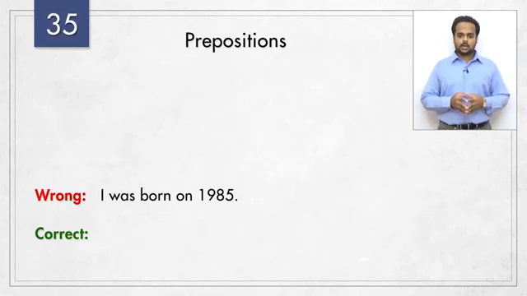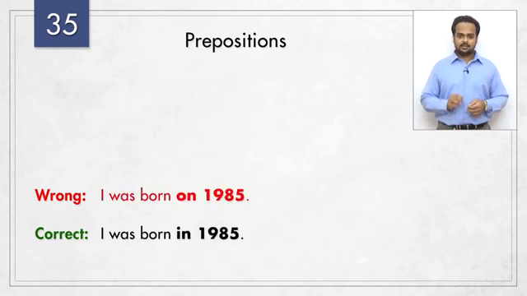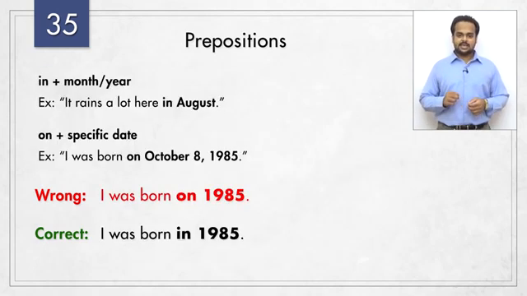Here's a similar mistake. I was born on 1985. It should be I was born in 1985 because we say in with months and years. You might say, for example, it rains a lot here in August. But if you mention a specific date, then say on. I was born on October 8th, 1985.